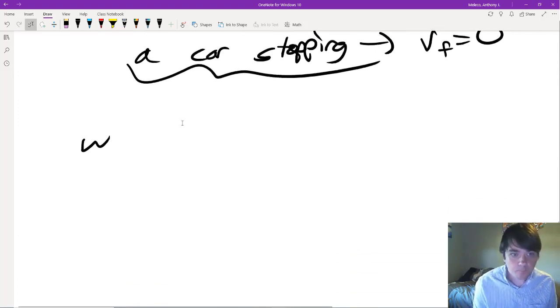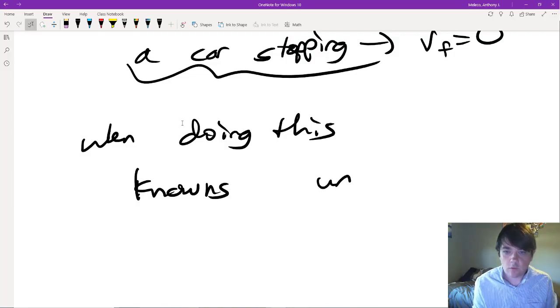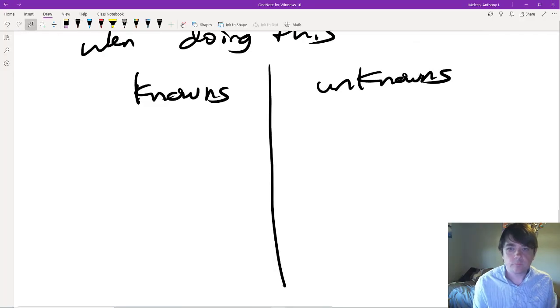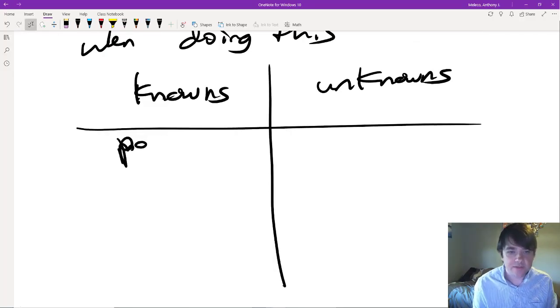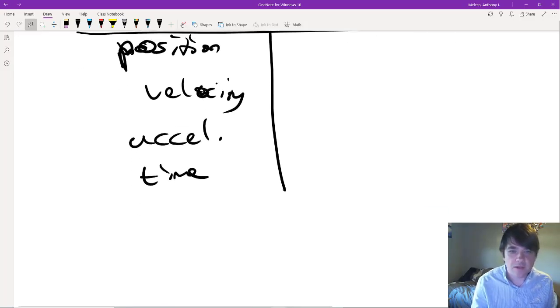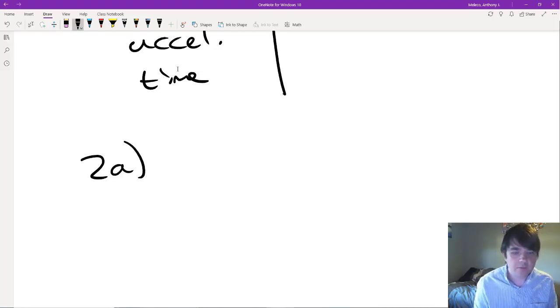So when doing this, this is what you write. You'll write knowns. And this is how I do it too. Knowns. Unknowns. Okay. And you'll write out positions. You write out the velocities. And then acceleration. Time. Okay. And then any other thing that's known. I typically go in that order too: position, velocity, acceleration, time.